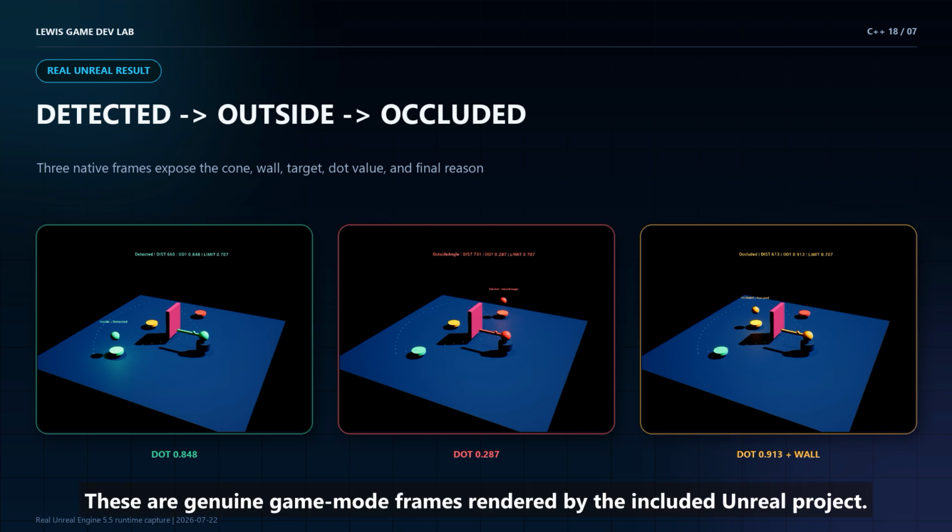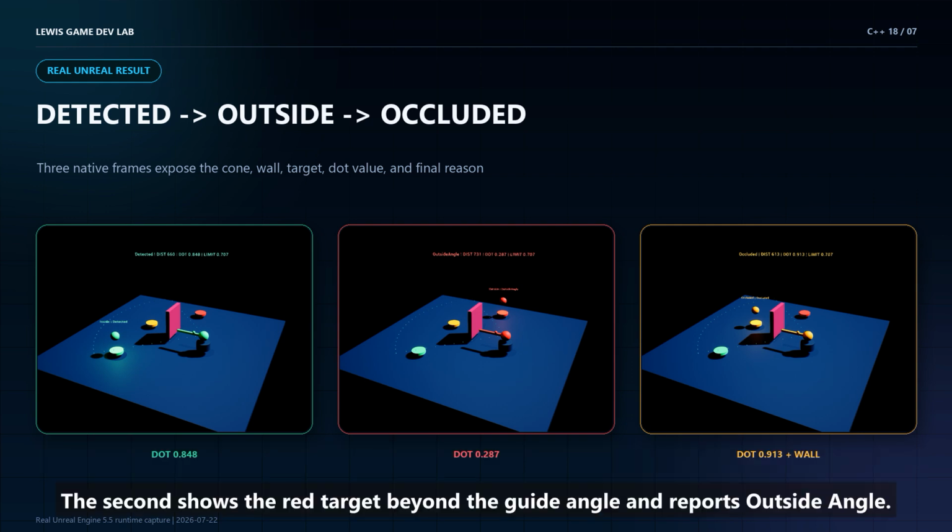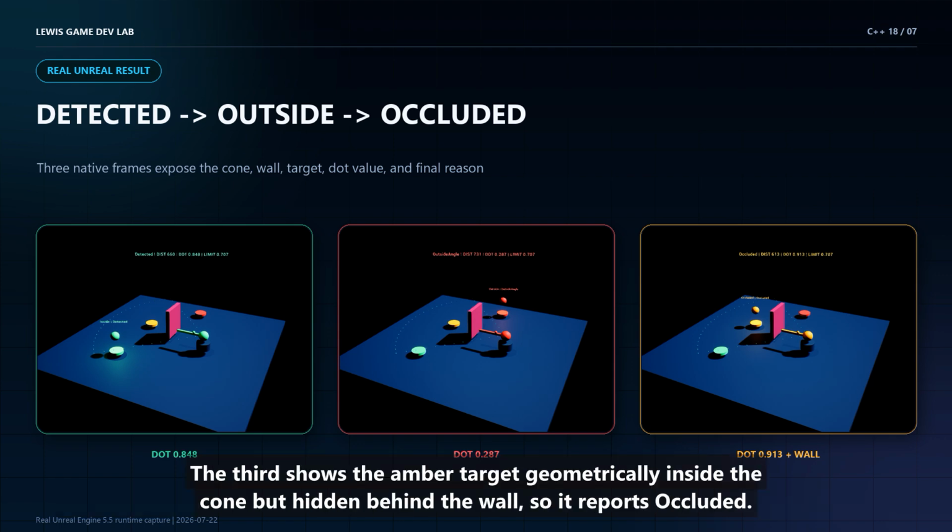These are genuine game mode frames rendered by the included Unreal project. The first shows the green target inside the cyan field of view guide and reports detected. The second shows the red target beyond the guide angle and reports outside angle. The third shows the amber target geometrically inside the cone, but hidden behind the wall, so it reports occluded.